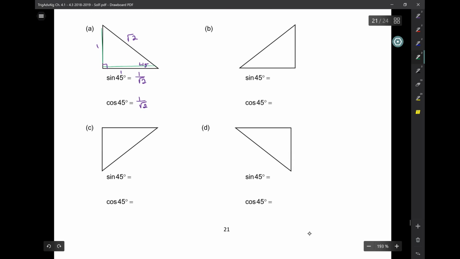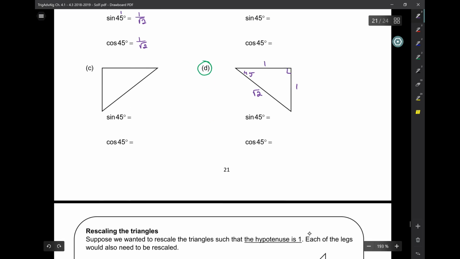Let's do D, just because we haven't done a D yet. This is a 45. Legs are 1 and 1, and the hypotenuse is root 2. So how much is the sine? 1 over root 2.